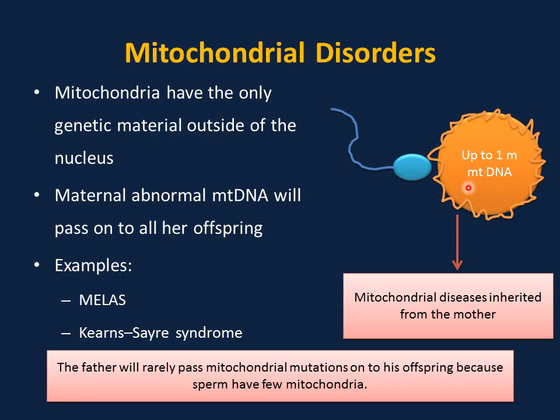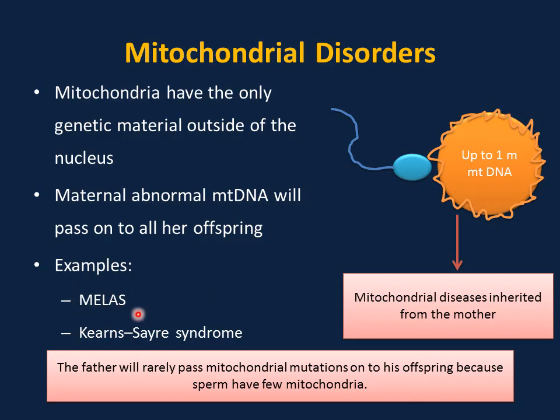Why? Because the egg has from 100,000 up to 1 million mitochondrial DNA copies, while the sperm has very few, so it's rare that the sperm or the father will be able to pass abnormal mitochondrial DNA to offspring. But the mother will be able to pass the mutated or abnormal mitochondrial DNA to all of her offspring, and this will cause uniparental inheritance of mitochondrial diseases.